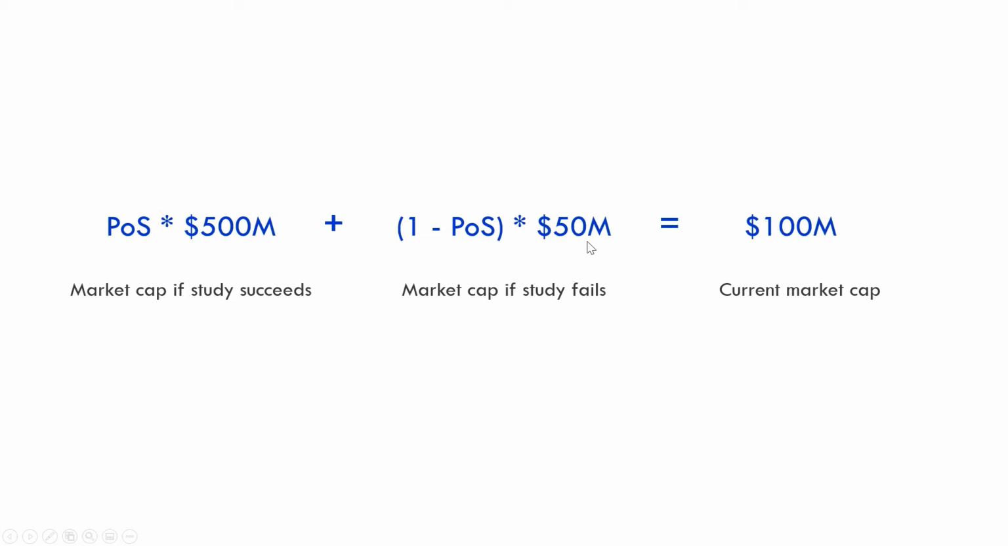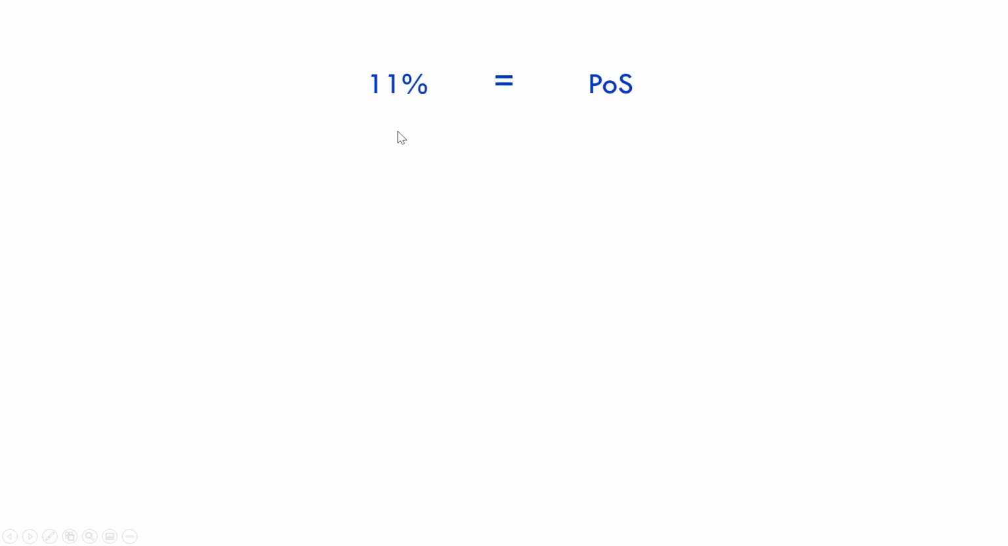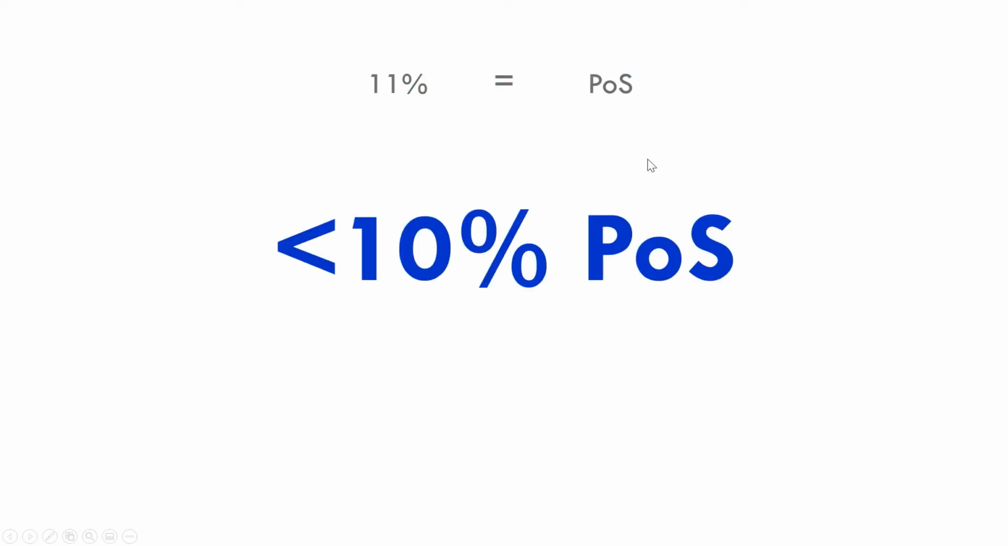We've used 50 million here as the market cap if the study fails. They have like 70 million in cash. So we just assume that they traded at a slight discount to cash if this study fails and it's their only asset. So we can quickly solve for a probability of success. And it's like 11% in this example. But again, because the $500 million, you can almost think of that as a floor for the company's valuation if the phase 2 study is positive. In reality, the market's ascribing probably a less than 10% probability of success to this study.